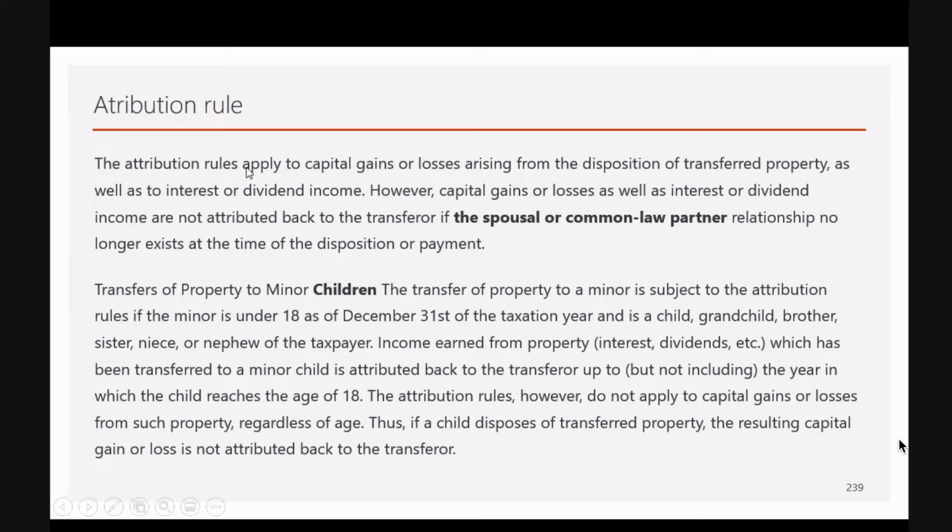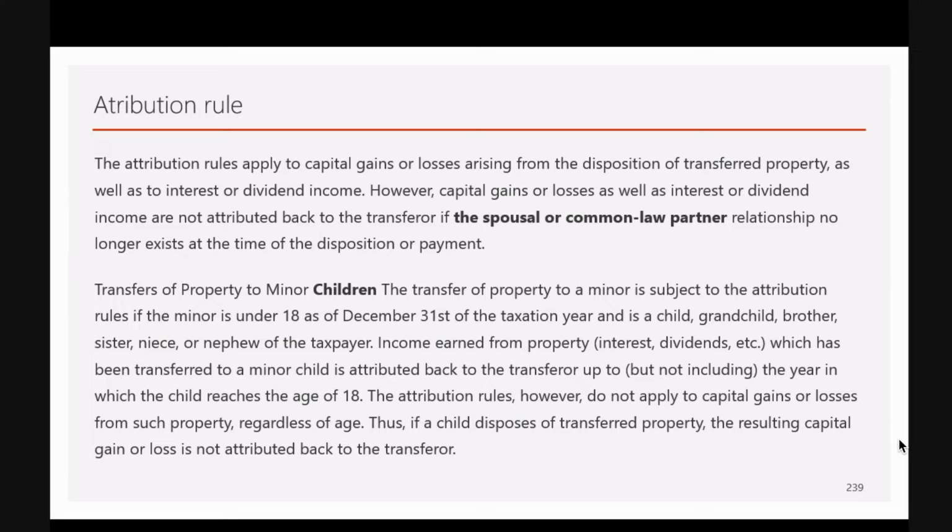The attribution rule applies to capital gains or losses arising from the disposition of transferred property, as well as interest or dividend income. That means all the investment income, right? Capital gain and capital loss, interest and dividend. That's all. A stock option you cannot attribute, because a stock option is given to an employee.